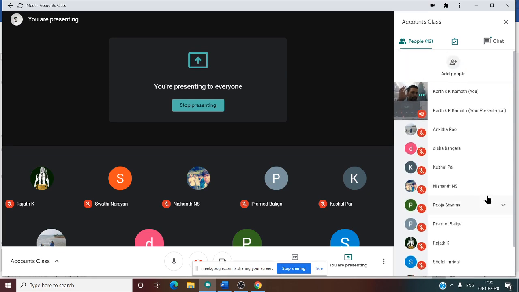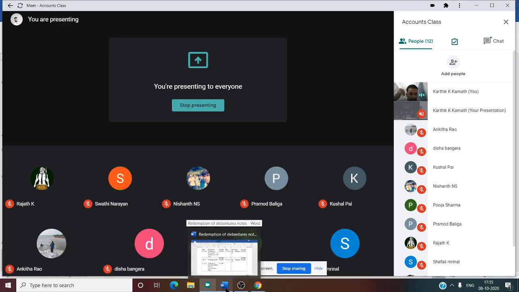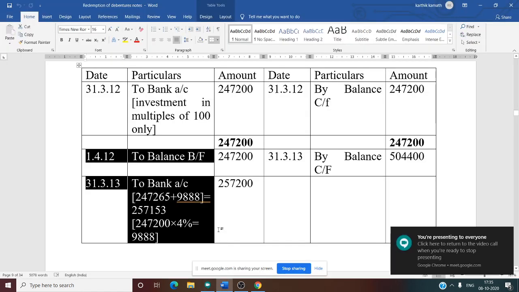Sinking fund means you are taking a certain amount from the profit and loss account and investing it. On that investment you will get interest. You are not utilizing that interest; you are reinvesting it. So interest is also reinvested. That is why we need to calculate interest in the debenture redemption fund investment account. Because interest is not used, it is invested again. So now, the second year closing interest.